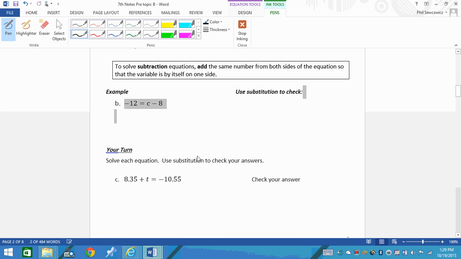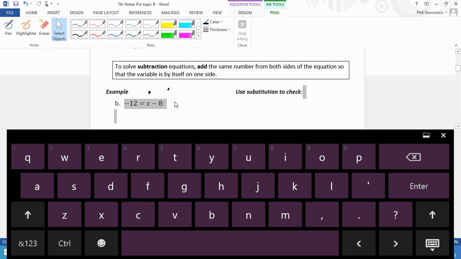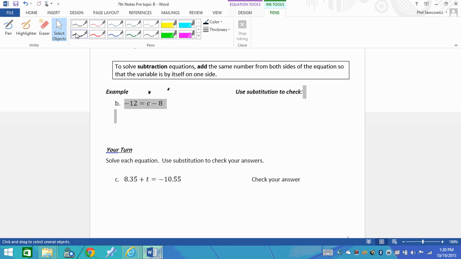All right, a subtraction equation. So again, we're going to do the opposite of what we've got. In this particular case, sorry, I'm trying to get rid of that highlighted portion that's there. I guess it's just going to stay there. So in this particular case we are subtracting an 8.